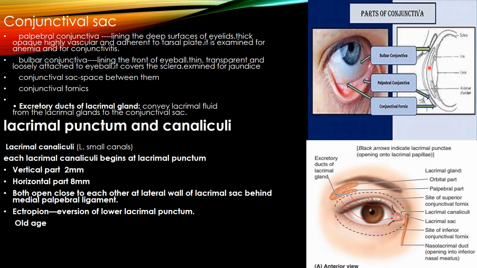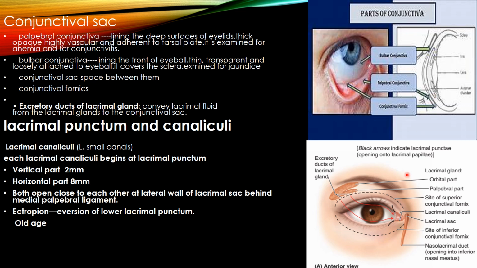Now, the space between the palpebral and the bulbar conjunctiva is called conjunctival sac. The excretory ducts of the lacrimal gland convey the lacrimal fluid to that conjunctival sac, and where both parts meet, it forms the superior fornix and inferior conjunctival fornix.